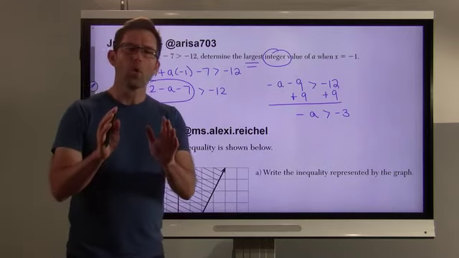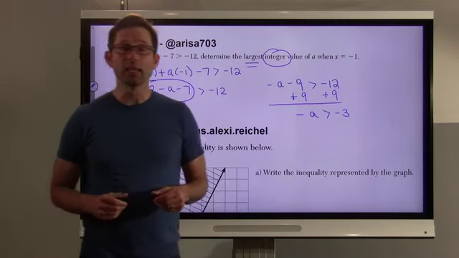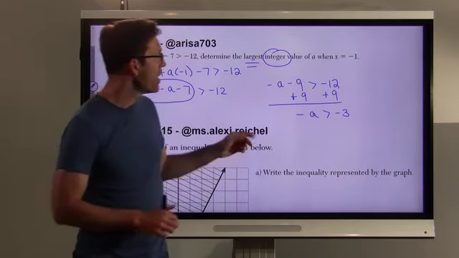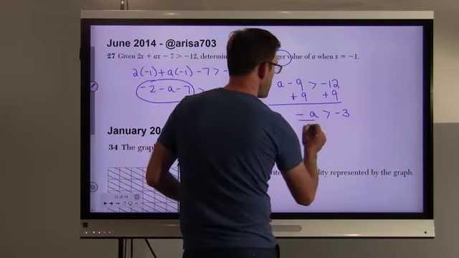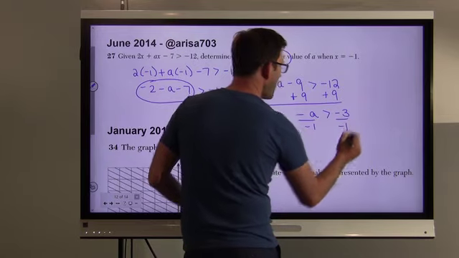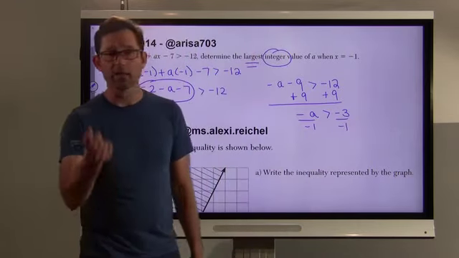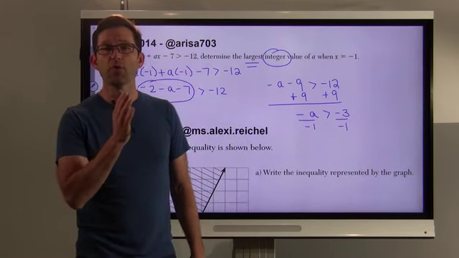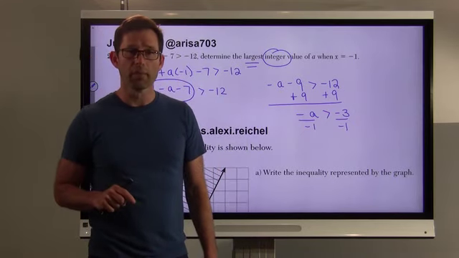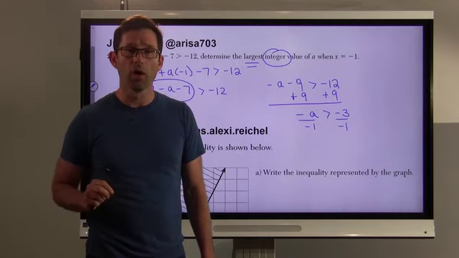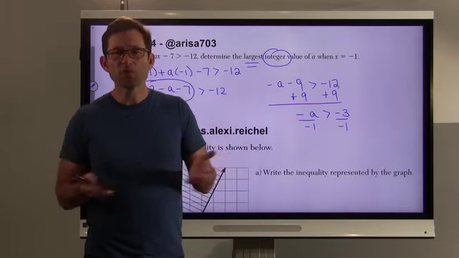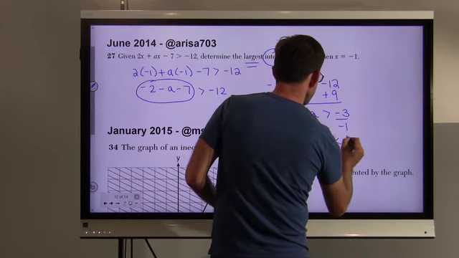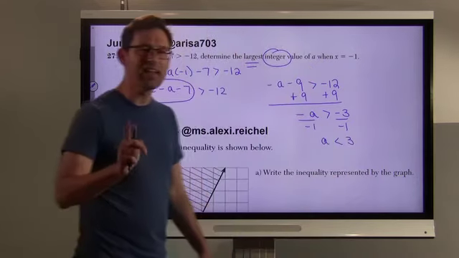And this is the one place where solving a linear inequality is different from solving a linear equation. I'm going to divide both sides by negative 1. And when you divide an inequality by a negative, it flip-flops the inequality. That's also true if you multiply both sides of an inequality by a negative, but it's mostly division. So what we get is a is less than 3.